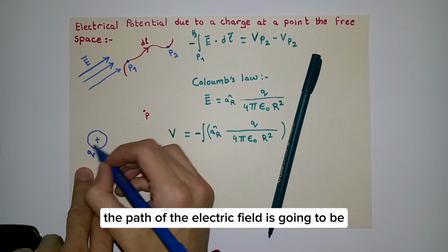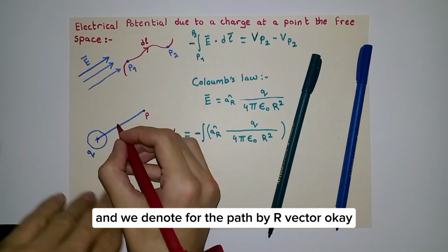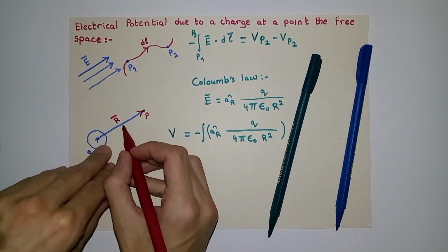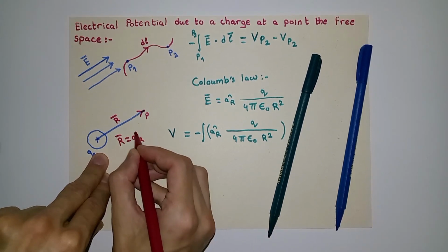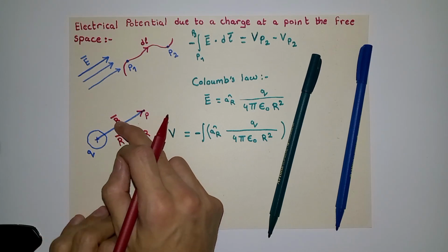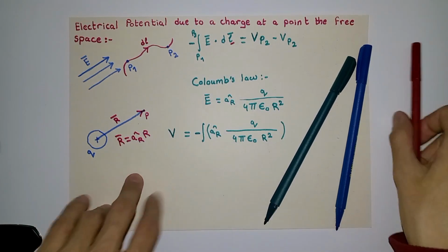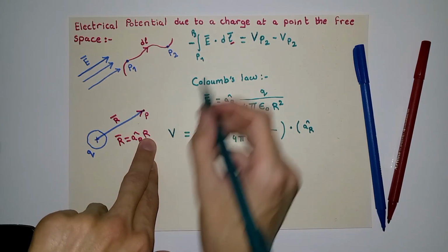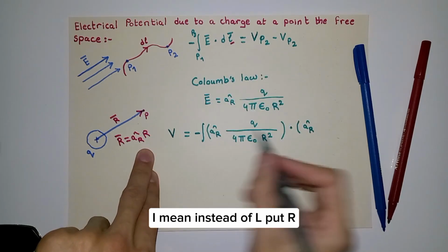The path of the electric field is going to be radial between the charge and the point directly, and we denote the path by the R vector. Now this is the path, so we assign R for L. I mean, instead of L, put R.